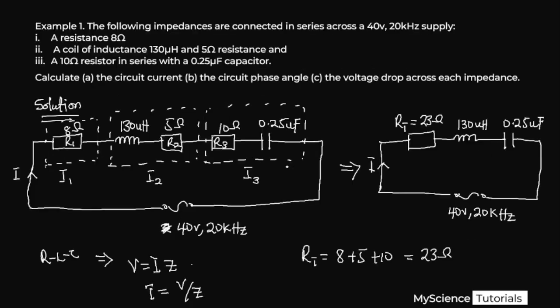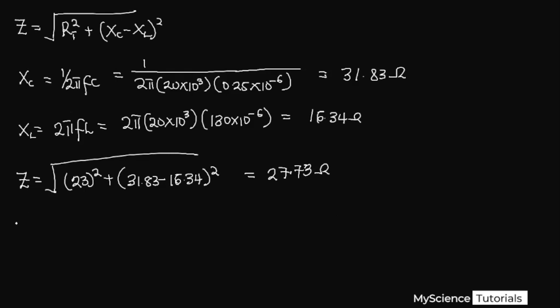Now that we have that, and we were told that our voltage is 40, let's go ahead and find our current. So our current, I, is equal to voltage over impedance. And our voltage, as we saw earlier on, is 40. And then we just found our impedance to be 27.73. So 40 on 27.73 is equal to 1.44 amperes. So the current flowing through that entire circuit is 1.44 amperes.